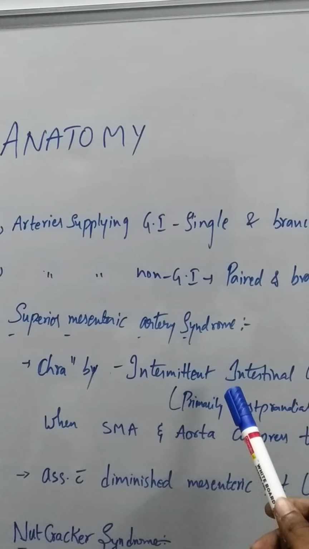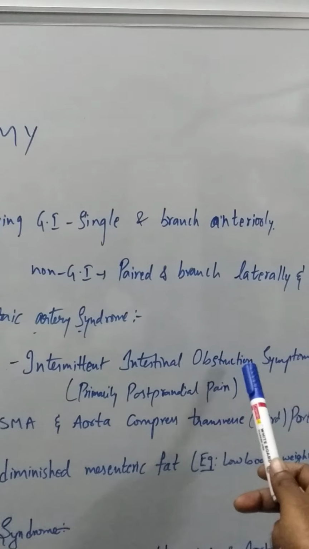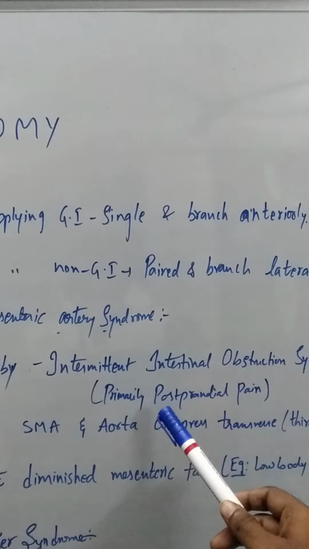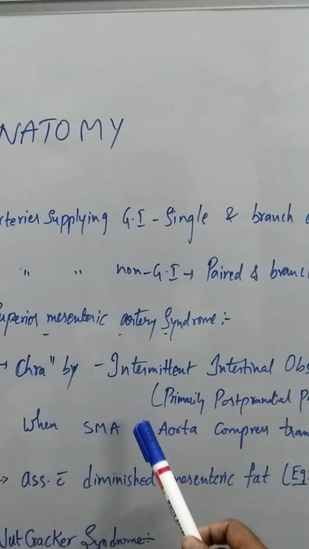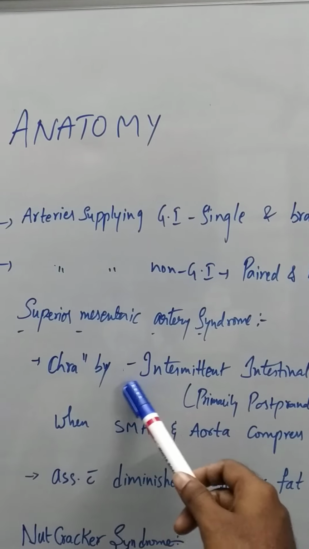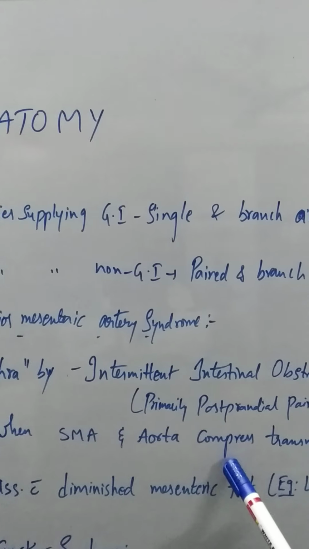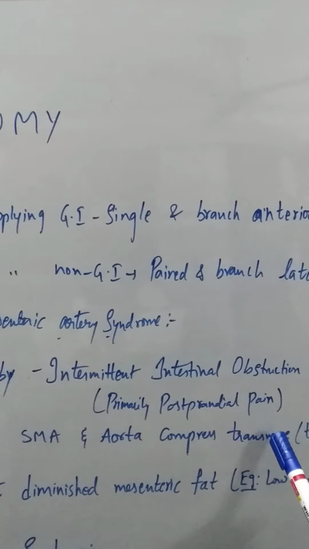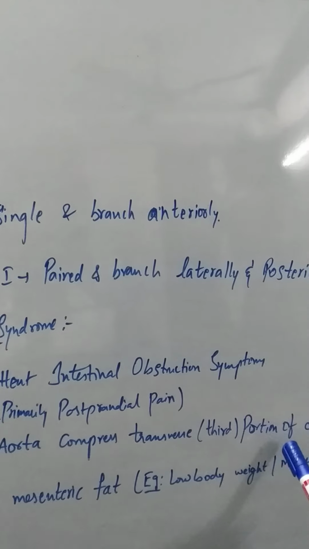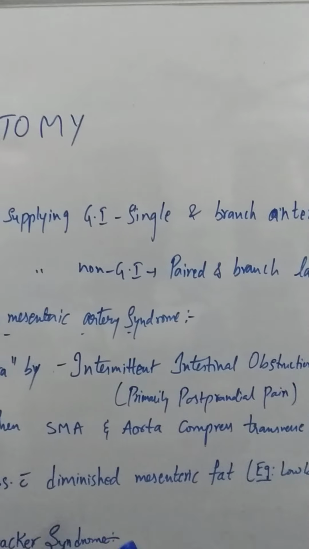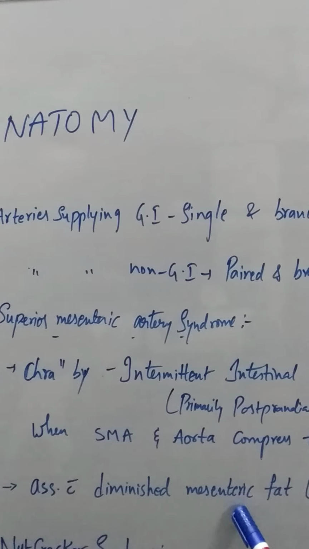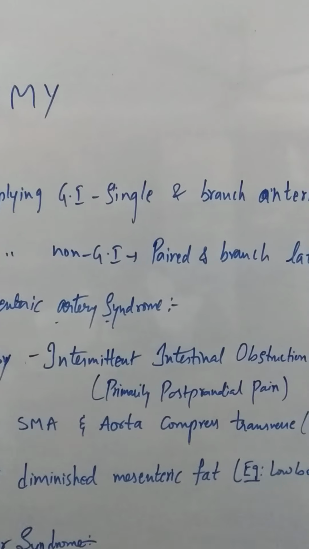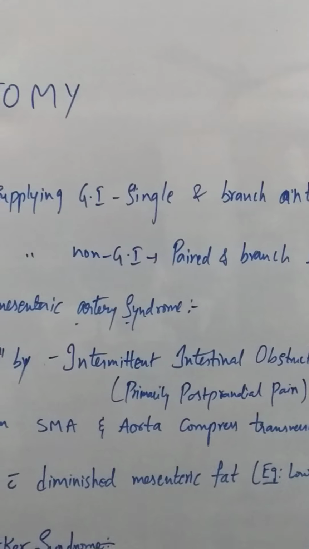It is characterized by intermittent intestinal obstruction symptoms, primarily postprandial pain. The superior mesenteric artery and aorta compress the third transverse portion of the duodenum. It is associated with diminished mesenteric fat, that is, low body weight or malnutrition.